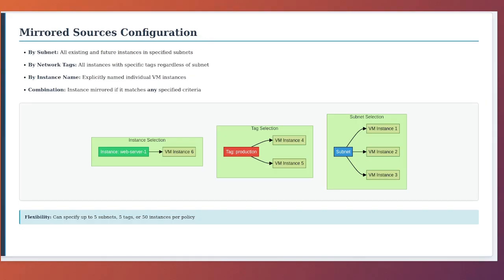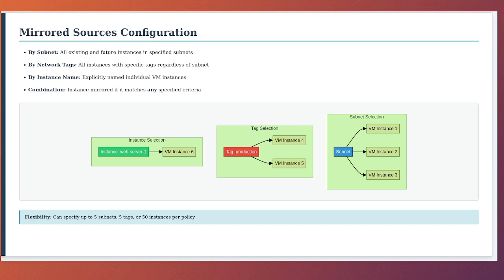When you configure packet mirroring, you need to specify which virtual machines you want to monitor. Google Cloud provides flexible options for selecting these mirrored sources, allowing you to choose the approach that best fits your operational model. You can select sources in 3 different ways, and these methods can be combined within a single policy.